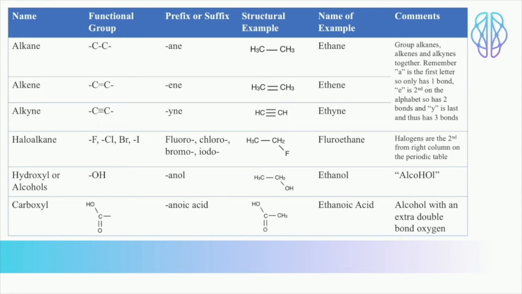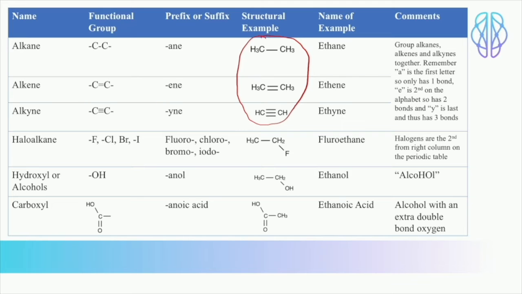Alkanes we denote by the suffix ane at the end. So an example of that would be ethane. An alkene we denote by the suffix ene. So an example would be ethene. And an alkyne we denote by the suffix ine. An example would be ethine. So these are the three examples we have. So that's the first one.